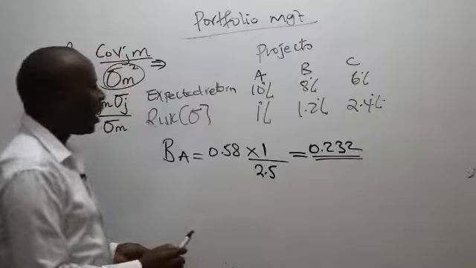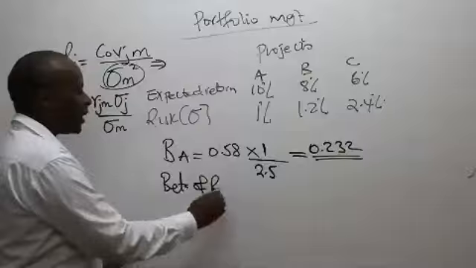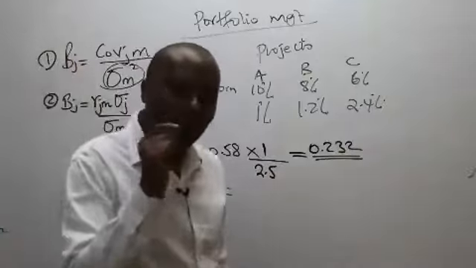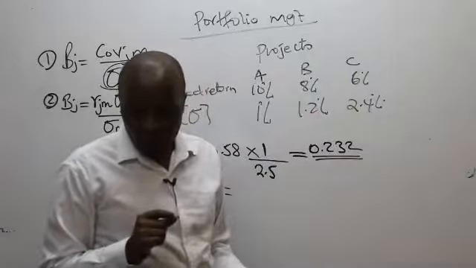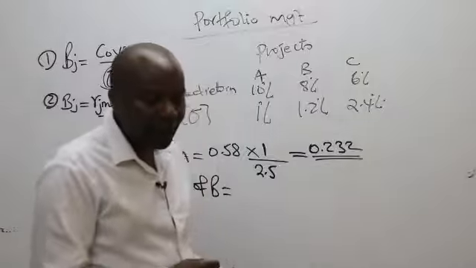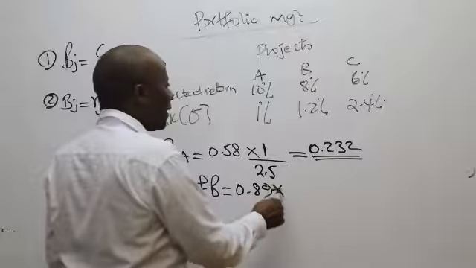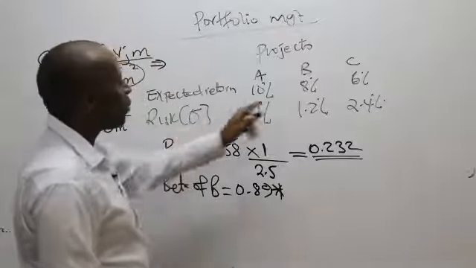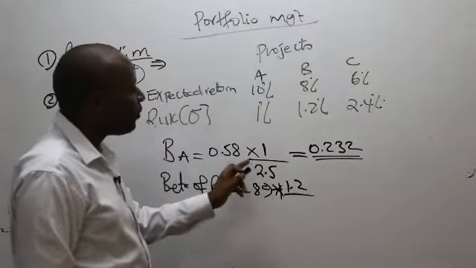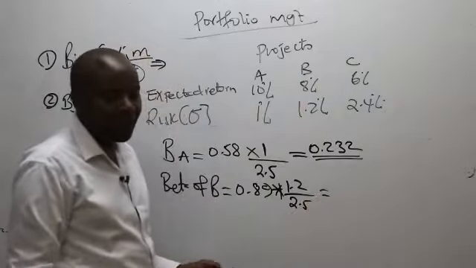How about beta of B? The same. I'm looking for the correlation coefficient of B. The correlation coefficient of B, I can see from what I deleted, is 0.89. So we have here for B 0.89 times the standard deviation of B, which is 1.2, divided by the standard deviation of the market, which will remain constant at 2.5. So could you kindly give me this answer?